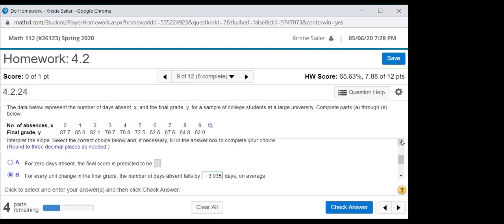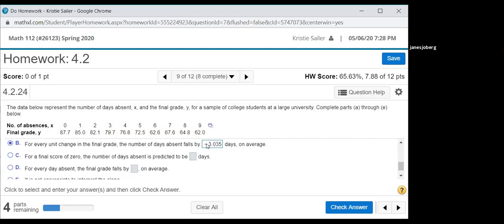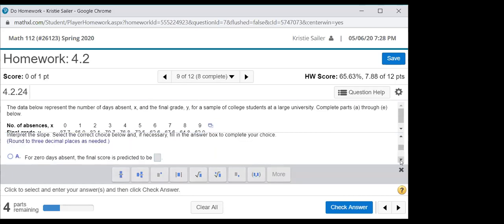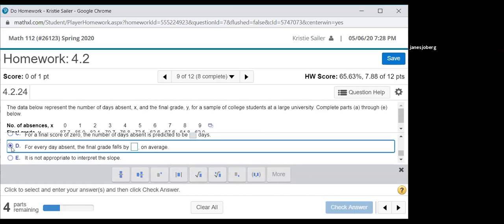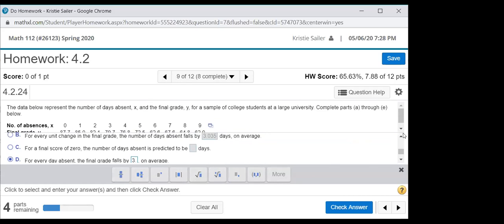This is the slope. It can't be negative, Christy. So for me, I have for every day absent, the final grade falls by 3.074. No negative. I don't think this is worded properly. For every unit change in the final grade, the number of days absent. I don't have that one. I have, for every day absent, the final grade falls by, on average, and then not negative, but the number. 3 point, what was it? I thought I had to say unit 035.